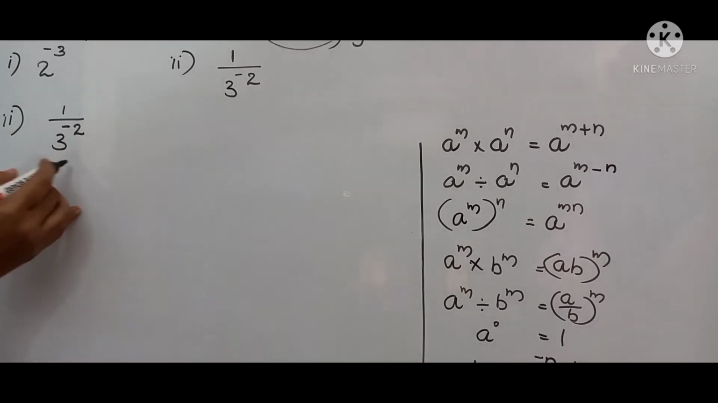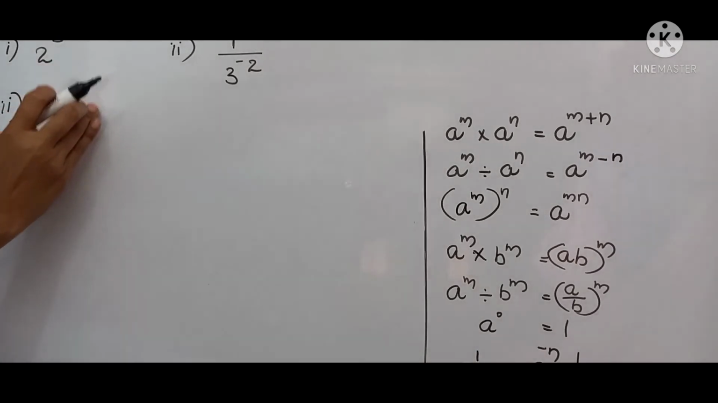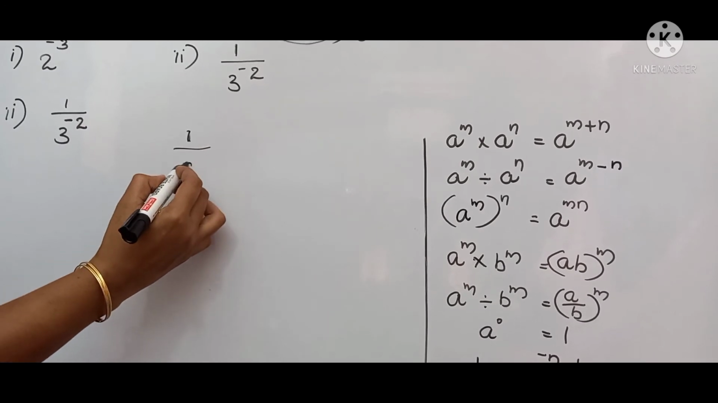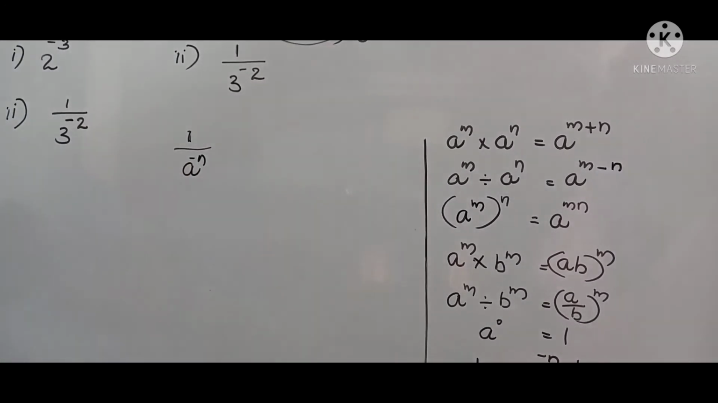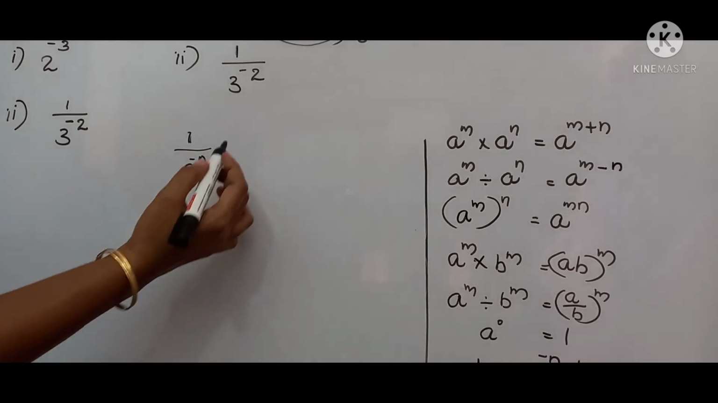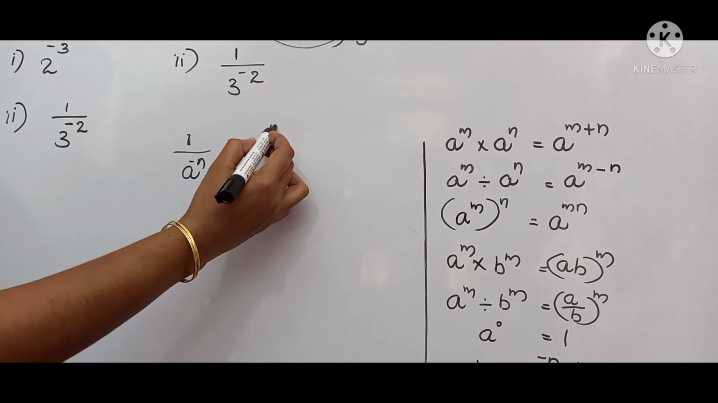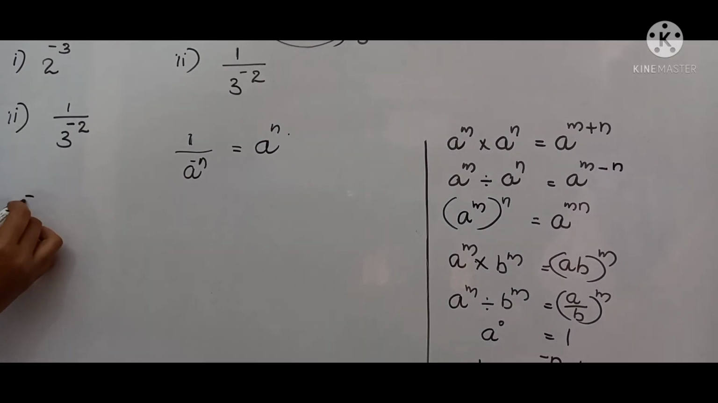We have to apply which law here? 1 by 3 raised to minus 2. This is of the form 1 by a raised to minus n. I told you to study this also, for doing our problems easily. 1 by a raised to minus n is equal to a raised to n. So simply we can apply that law here.